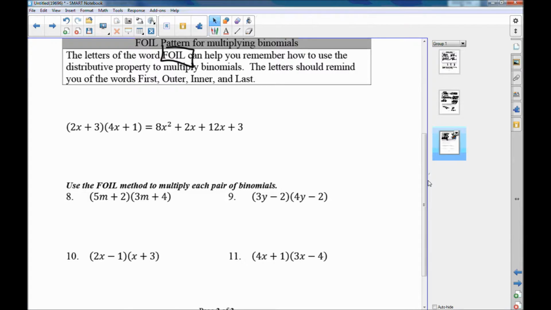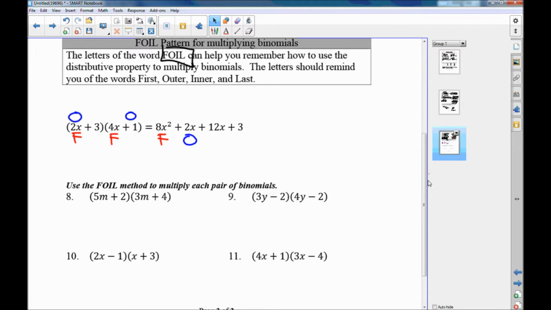So FOIL stands for the first terms in each one. So the first term in this binomial is 2x, and the first term in the second binomial is 4x. 2x times 4x will make 8x squared. Okay. And then we do outer. That's what the O stands for. So the outside terms are 2x and 1 because they're as far away from each other as you can get. So 2x times 1 makes 2x.